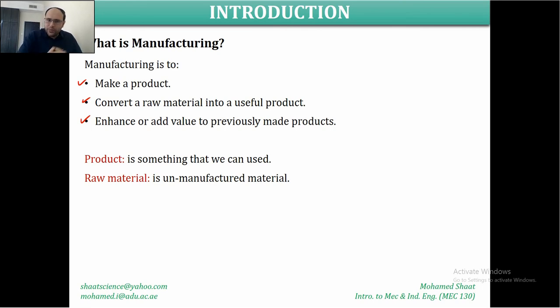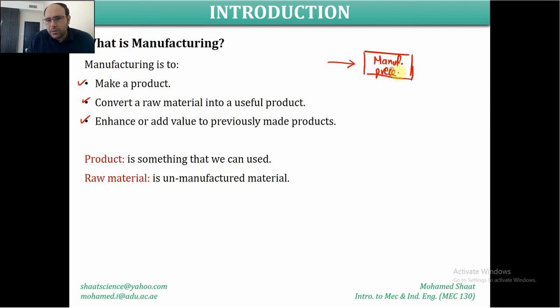So first, to give you more detail, let us define what a product is. We said that manufacturing is to make a product. So what is a product? A product in general is something that is useful, something that we can use. But in terms of manufacturing, a product is the output of the manufacturing process. So we can draw a typical flow chart of the manufacturing method. We should have the manufacturing method.